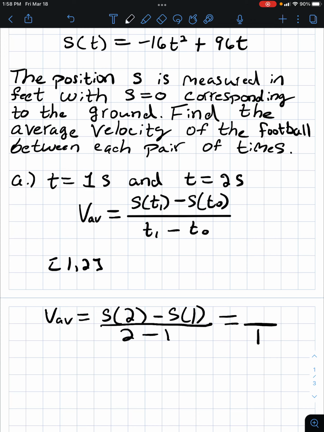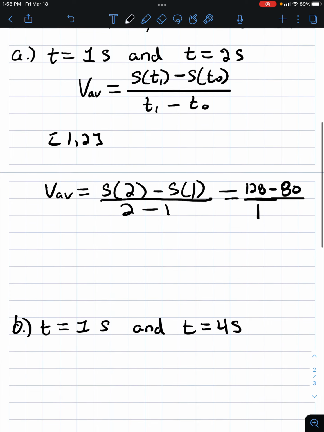So we plug that in, we get 2 squared, or 4, times negative 16, plus 96 times 2, and that's going to be equal to 128. So 128 feet minus s(1), or negative 16 plus 96, or 80 feet.